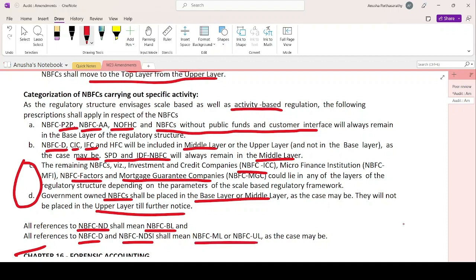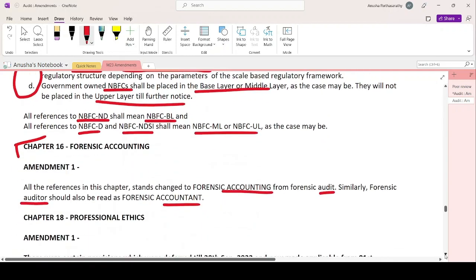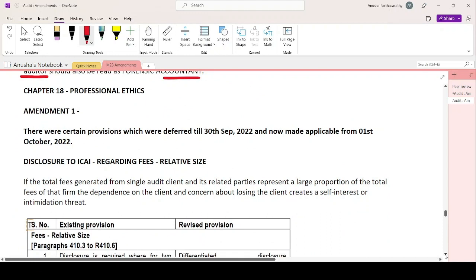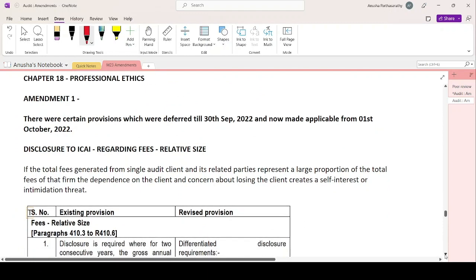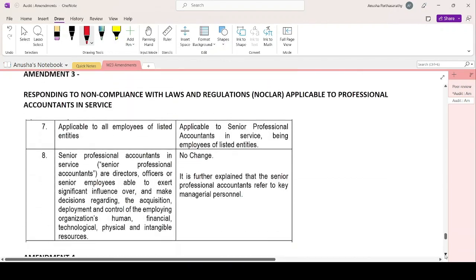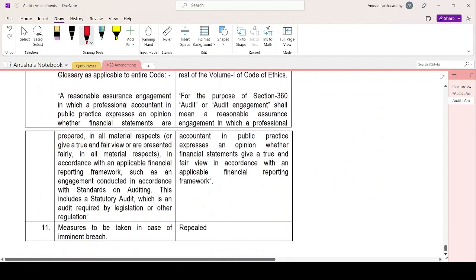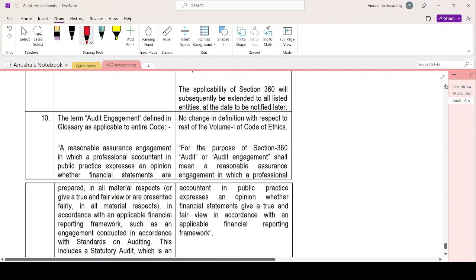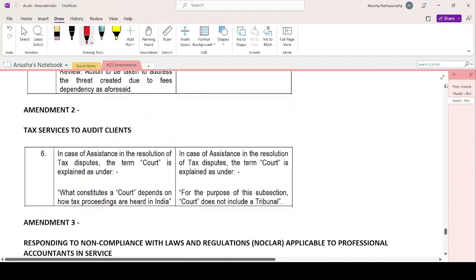So with this we have completed almost all chapters. Only professional ethics is still pending. Peer review was already completed in a separate video. Please do watch it if you have not watched it. Now there are some points which have been divided into 4 categories. There are 4 amendments, so let's try to complete in 10 more minutes.